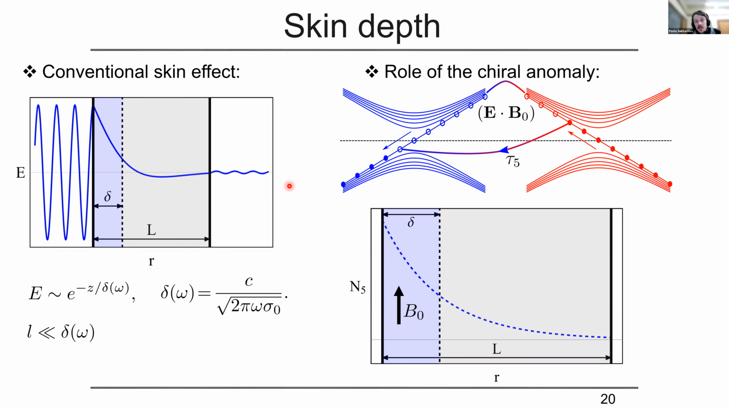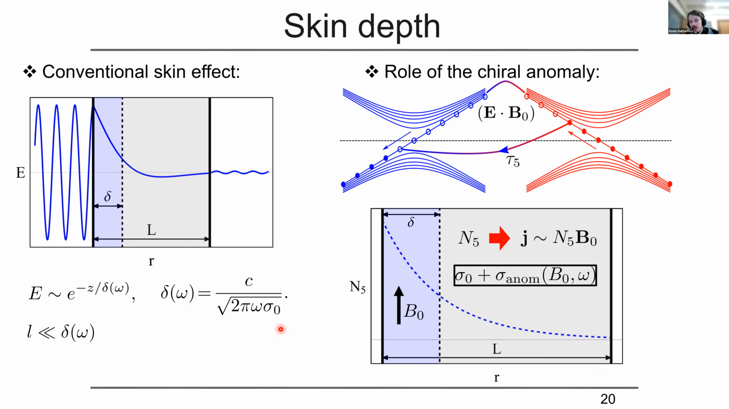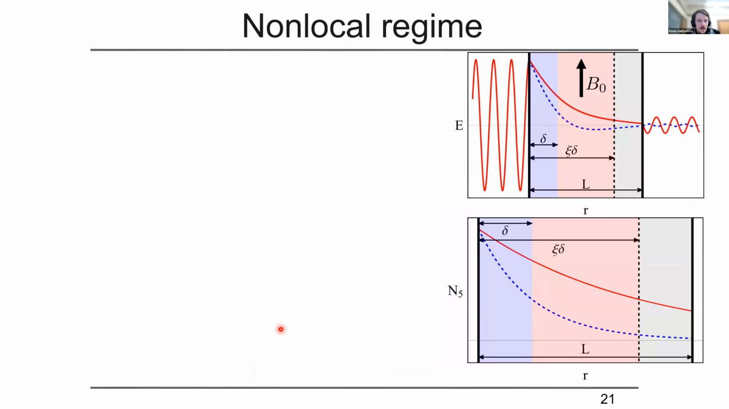Well, naively, maybe nothing interesting. We include a magnetic field. We are introducing this anomalous component of the conductivity here. So there will be an additional anomalous component of the current. Naively, I would say that we are just increasing the conductivity of this skin layer. So we should just reduce the skin depth, and this would be it. Nothing interesting, right? But actually, we found that one can have a quite interesting regime.